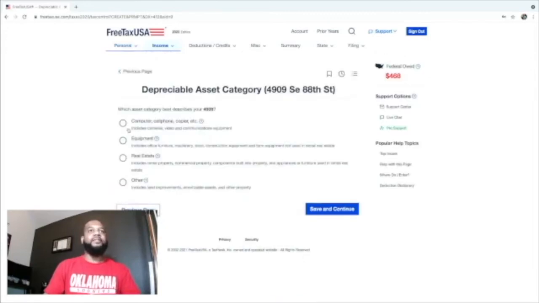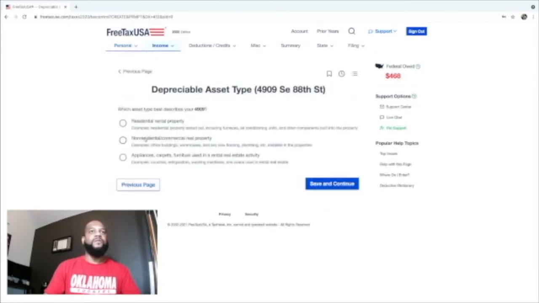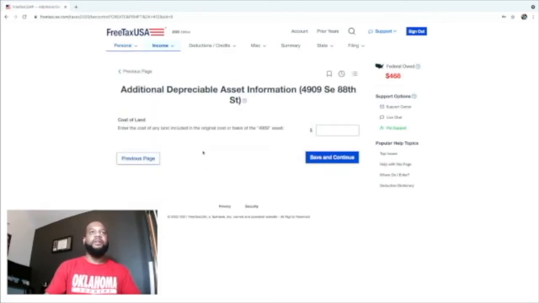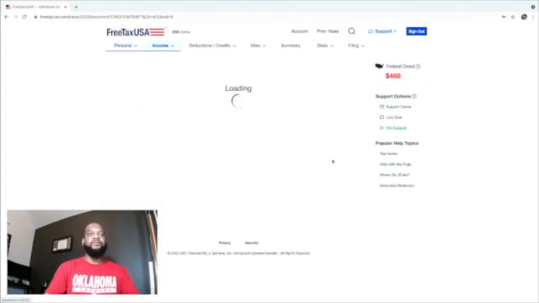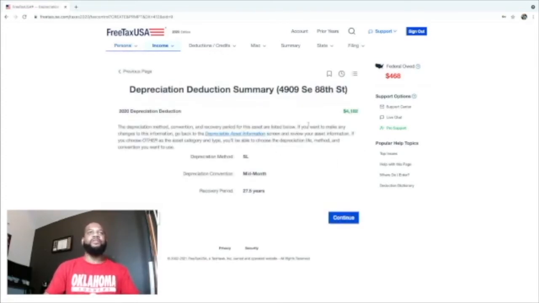Now, all right, so it is real estate, okay? And it's a residential rental property. Okay? And the cost of the land is included, it's in the home, so there's no land associated with it. So the depreciation is $4,182. Okay, so here you go.